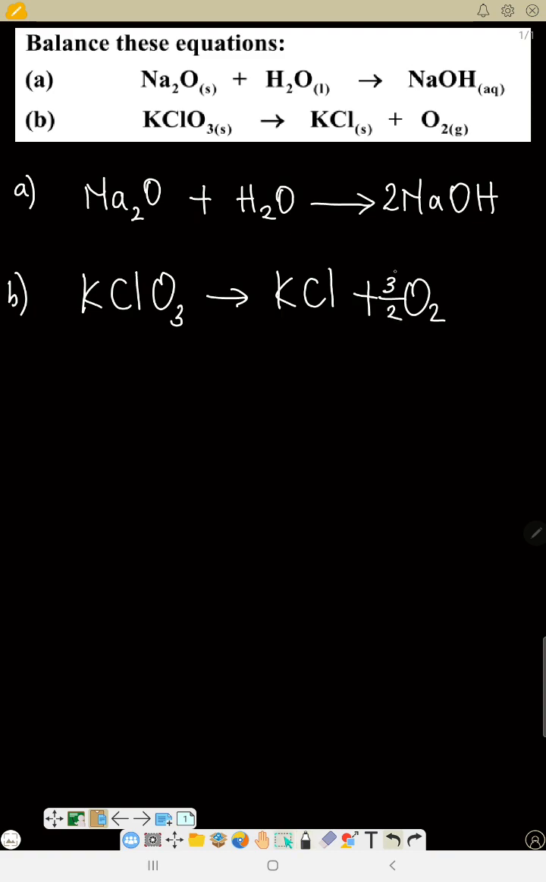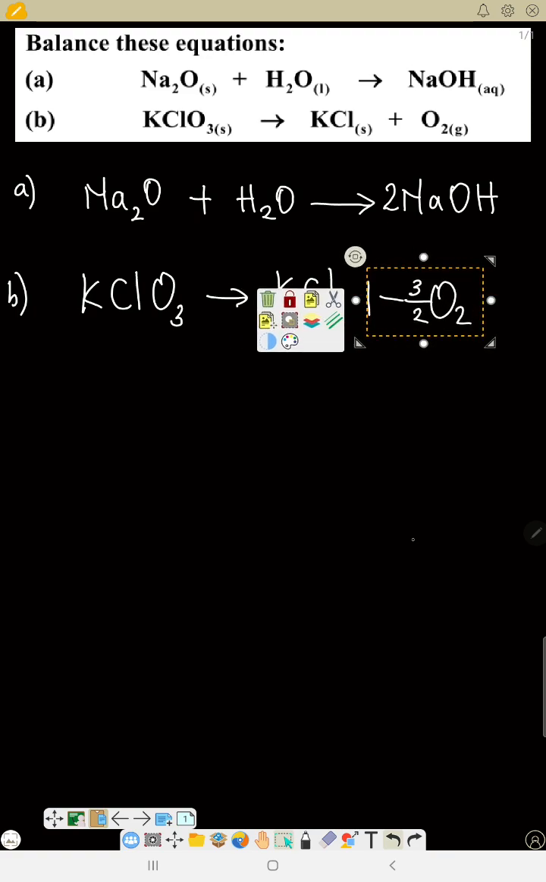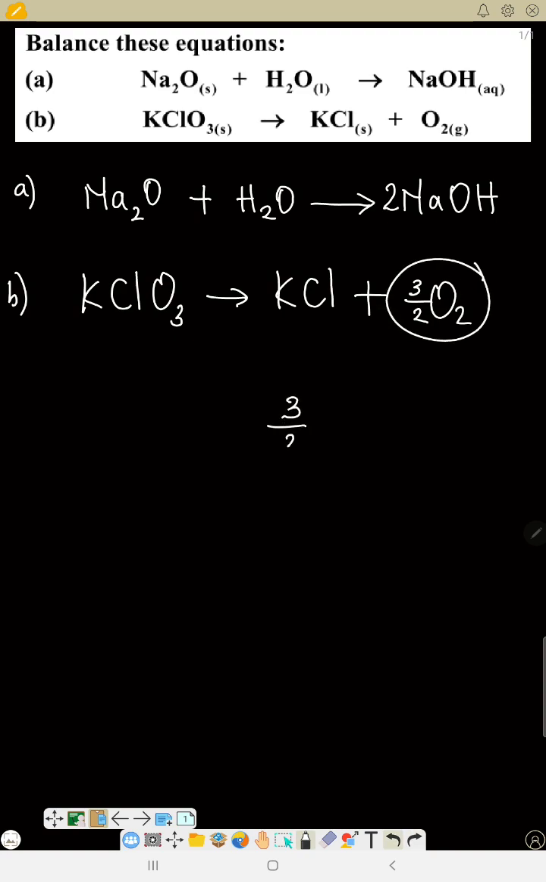Remember, I said you can balance with fraction. So balancing with fraction is allowed. So that means everything is balanced now, because this 3/2 O2 is like saying 3/2 times 2. The 2 will cancel out, so that is 3. So that is 3 oxygen there.